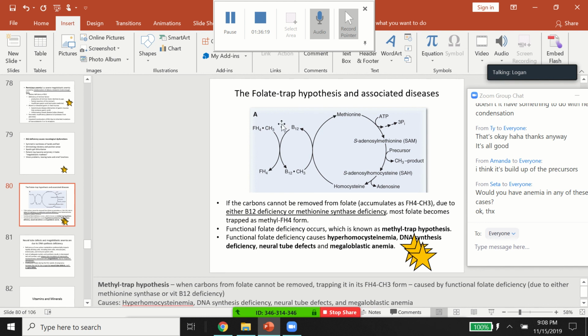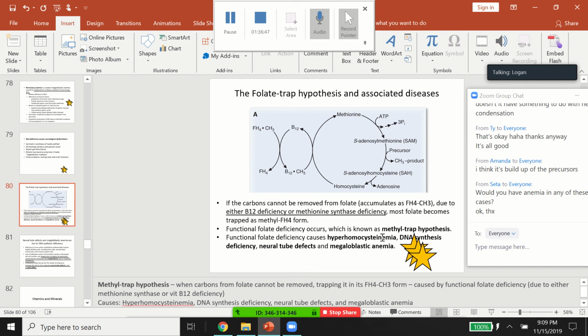So if either methionine synthase is deficient, so not able to recycle the B12, or the B12 is deficient and therefore not able to accept that CH3, then you can have a trapped methyl-FH4 form. So folate trap hypothesis, very important. Functional folate deficiency occurs. Methyl trap hypothesis, exactly what I just talked about.